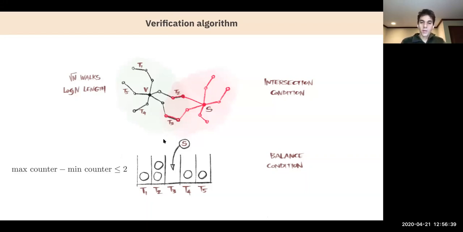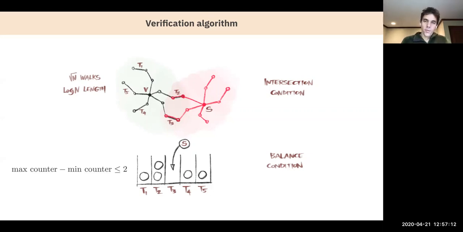And now, just to mention for your intuition, remember we said that honest nodes are going to have a much bigger intersection on their diffusion processes, which means that they'll have many more choices of which counter to increase, which later will prove guarantees that they will always find a spot where to increase a counter. And this won't be the case for Sybil nodes, as we'll see. Okay, so this is the verification algorithm.